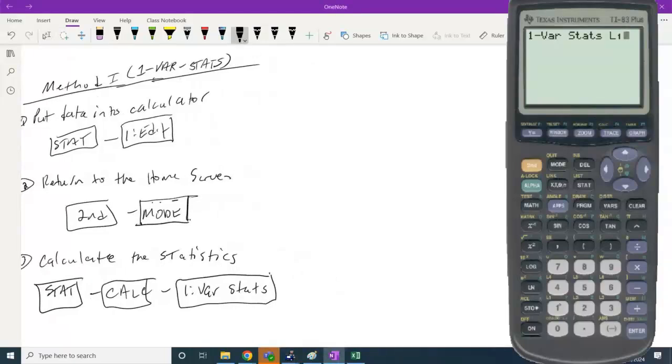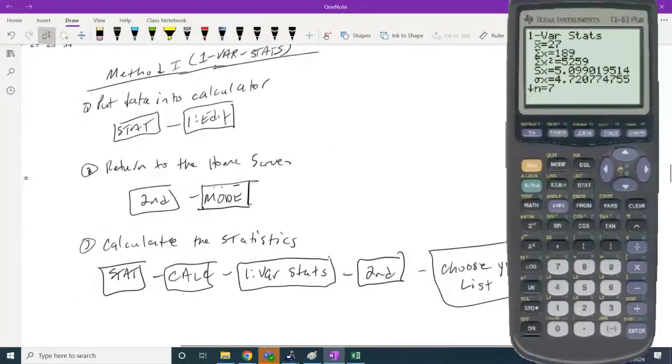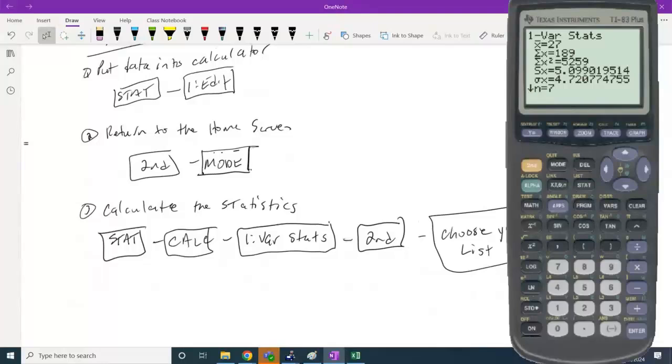So what did I do next? It was stat, calculate, one variable statistics. Then I think I hit second and choose your list. So I put in L1, but I'm going to say choose your list because later on we're going to put in 2 lists. All right. So if I hit enter, it gives us the one variable statistics output in the calculator.